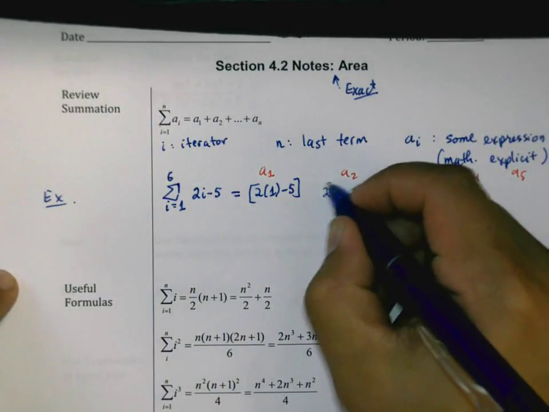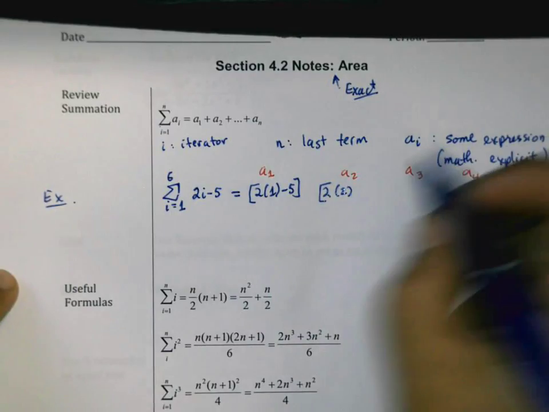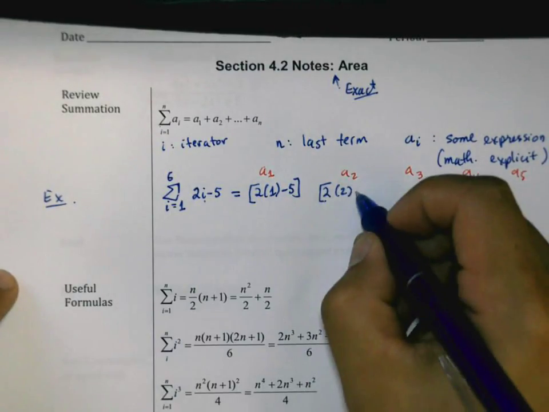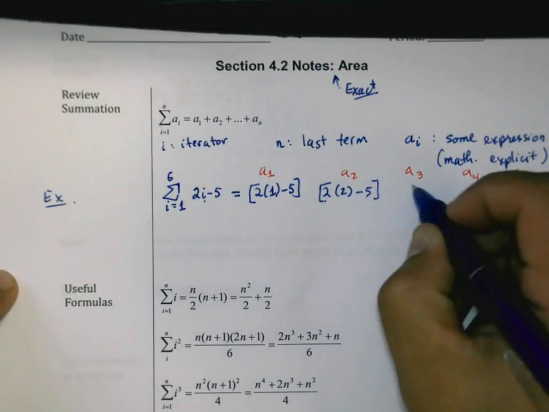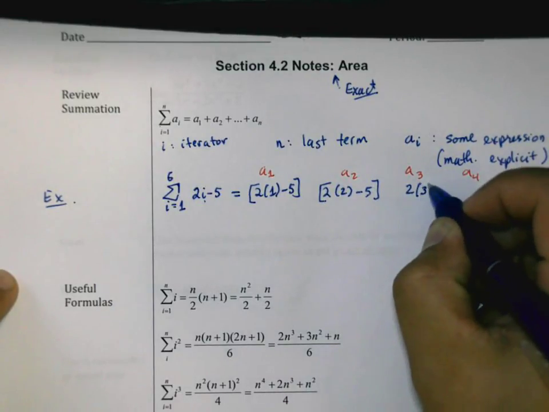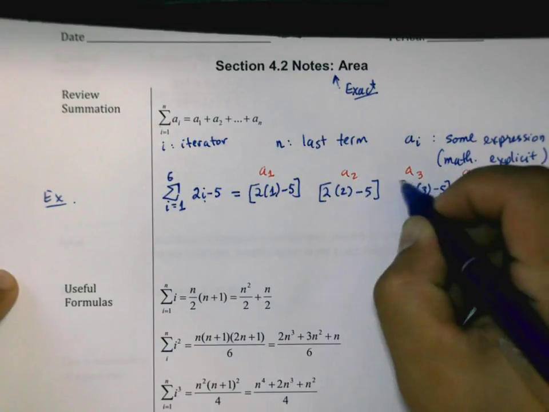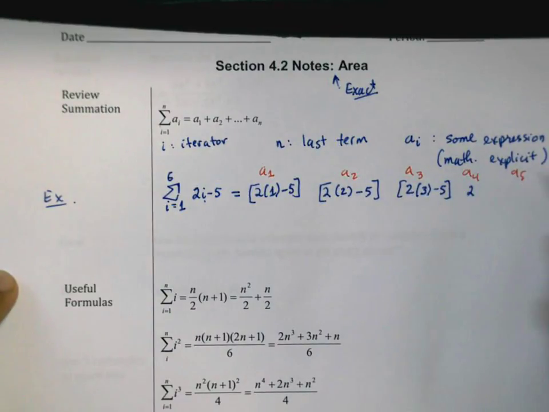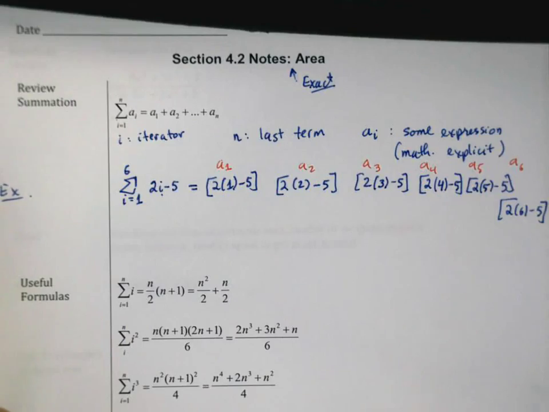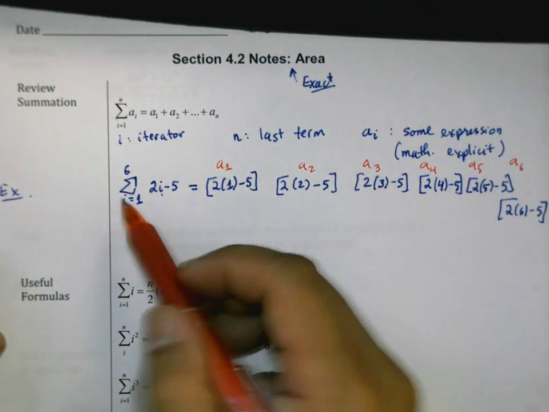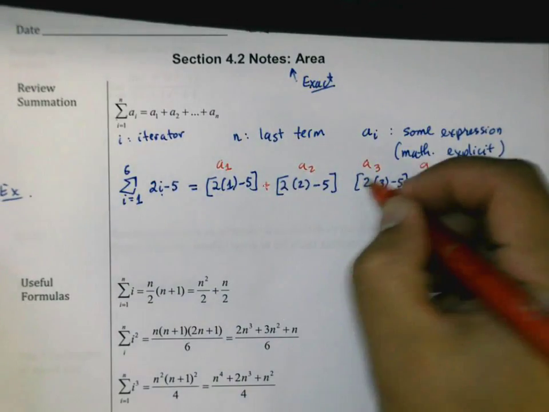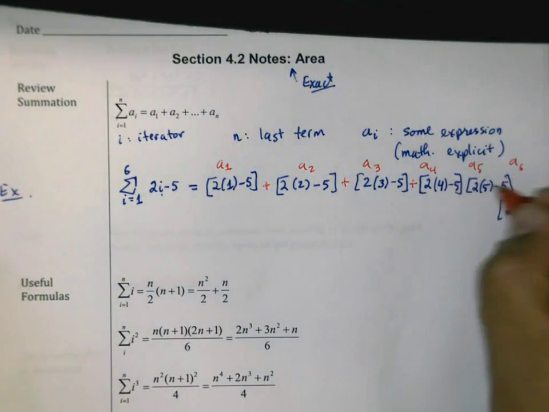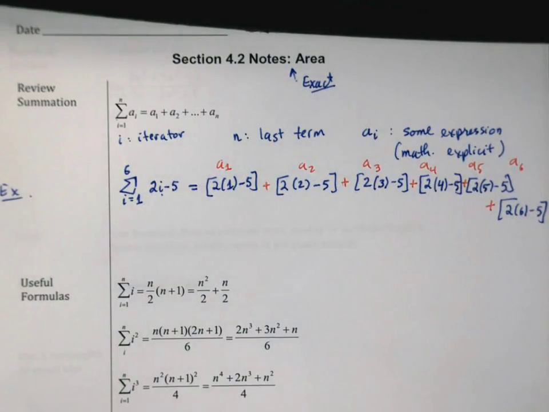to be 2 times 2, because that's the i right here, minus 5. Then 2 times 3 minus 5, 2 times 4 minus 5, 2 times 5 minus 5, and 2 times 6 minus 5. And the summation basically means that we're going to add all these up together. So whatever that is, that's going to be our answer.